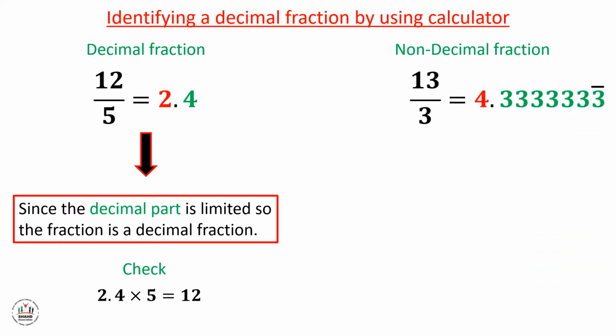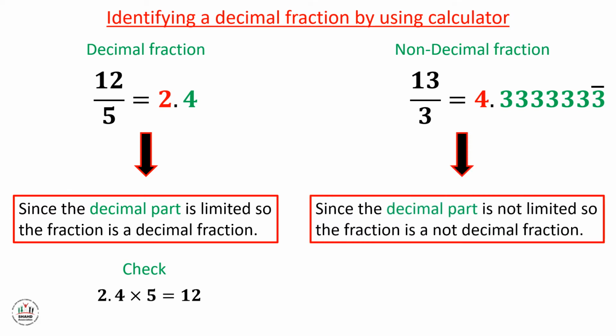Non-decimal fraction, 13 over 3. Again, by using your calculator, the quotient will be equal to 4.33333, etc. And we use the bar sign, which appears over the last number 3 after the decimal point, to represent the infinite repetition of this number. Since the decimal part is not limited, the fraction is not a decimal fraction.